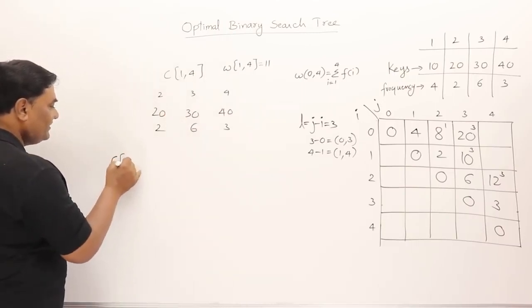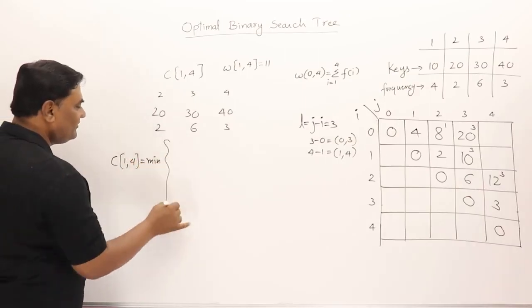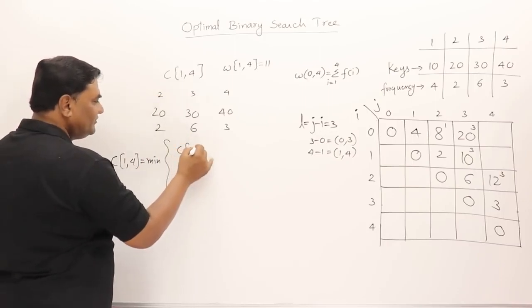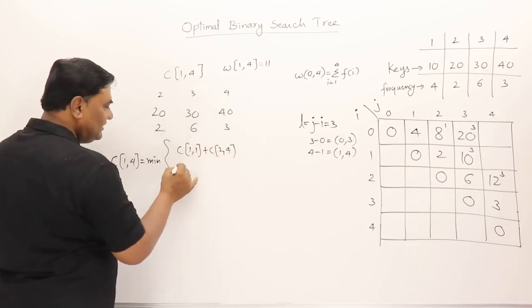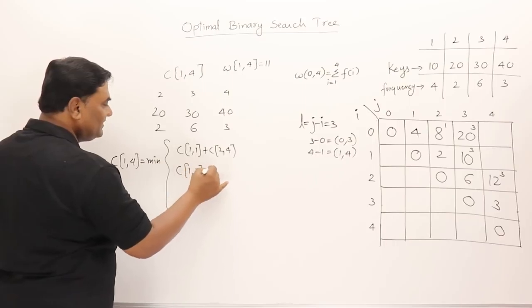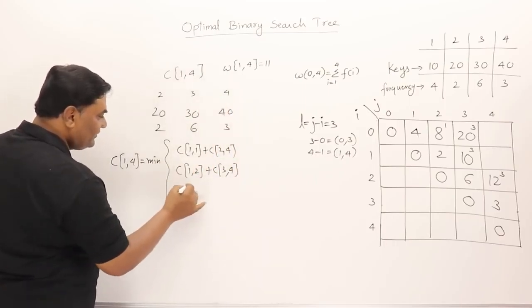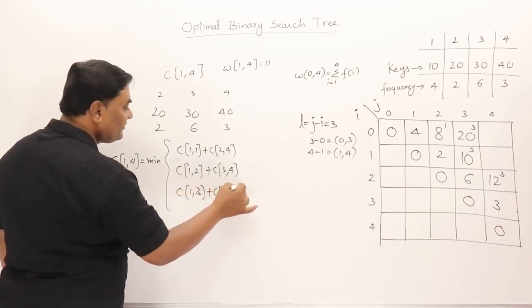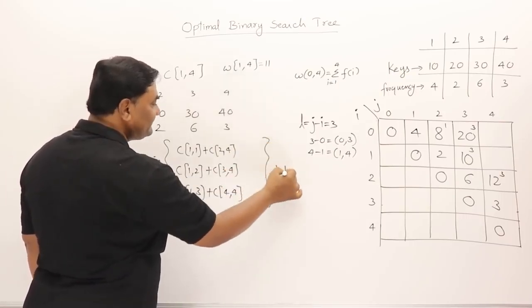C of 1 comma 4 is the minimum of: C of, second is the root, so 1 comma 1 plus C of 2 comma 4, or C of third key is a root, so 1 comma 2 plus C of 3 comma 4, or fourth key is a root, C of 1 comma 3 plus C of 4 comma 4, and at last I have to add that weight, that is 11.